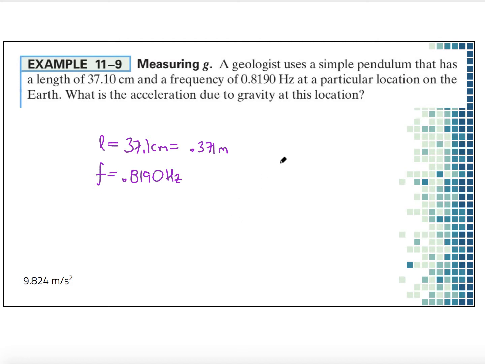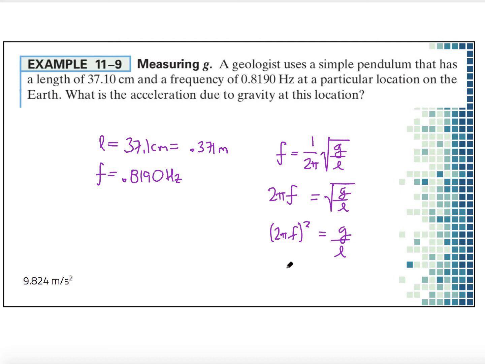So, the equation we're going to use is that of frequency. Frequency in this case is equal to 1 over 2 pi times the square root of g over L. So here we're going to be solving for g. Let's go through that together. First I'm going to multiply both sides by 2 pi. So I have 2 pi times the frequency is equal to the square root of g over L. From here I'm going to square both sides. So I have 2 pi times the frequency, squared, is equal to g over L.